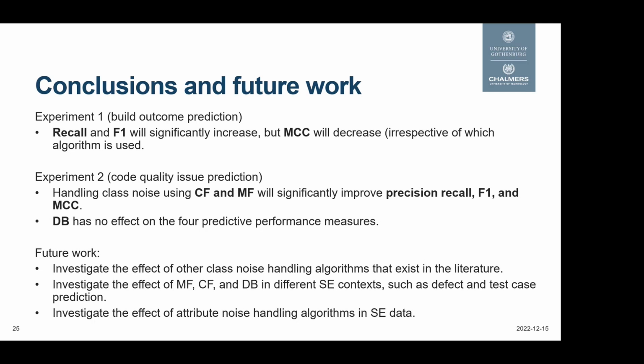For future work, we plan to investigate different software engineering data to see how those algorithms apply and how they improve the predictive performance of the model. We also want to investigate the effects of another type of noise called attribute noise, because this study only focused on class noise. And maybe we can also explore whether other algorithms that exist in the literature can yield better improvement in these 2 contexts.